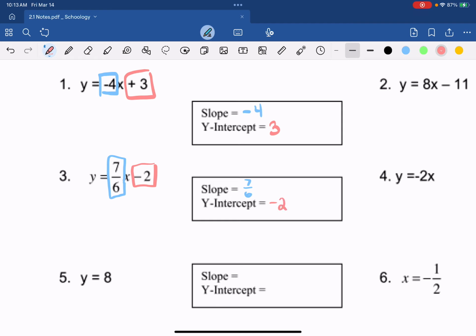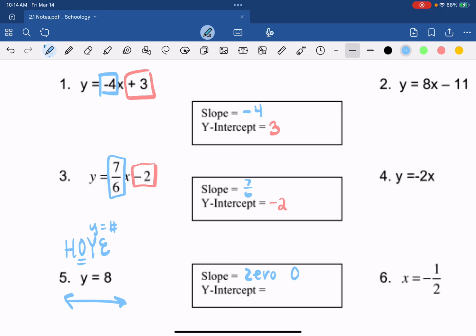Number 5, I don't even see an x, so don't fall for the trap of writing an 8 right there, because we see it after our equal sign. Okay, there is no x there. No x at all. Remember, this is my y. Okay, my y equals a number. That's what this is, which tells me this is a horizontal line. So I've got to think horizontal line. What does that mean? That means I have a slope of 0. You could even write the number 0.